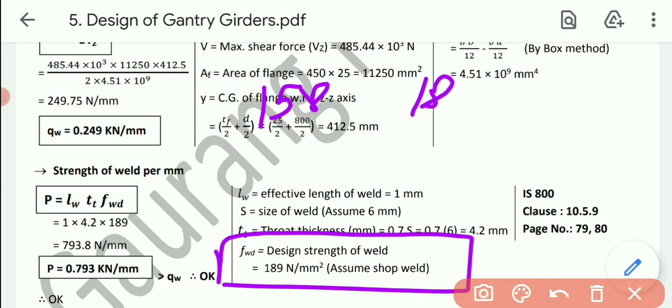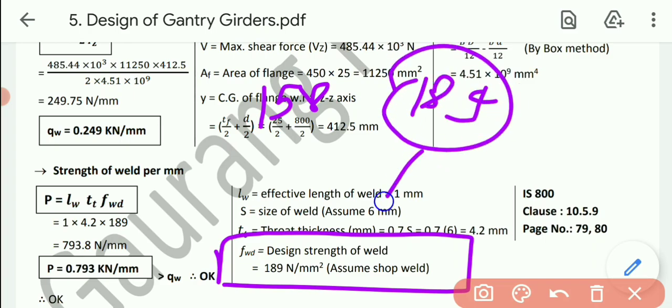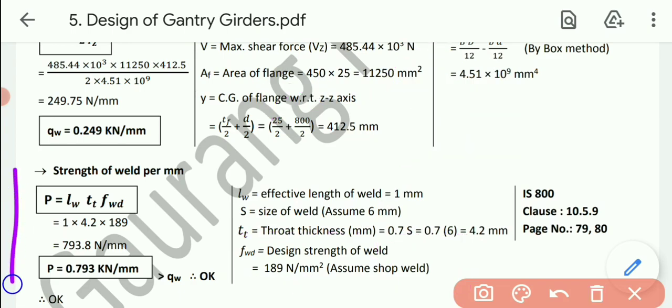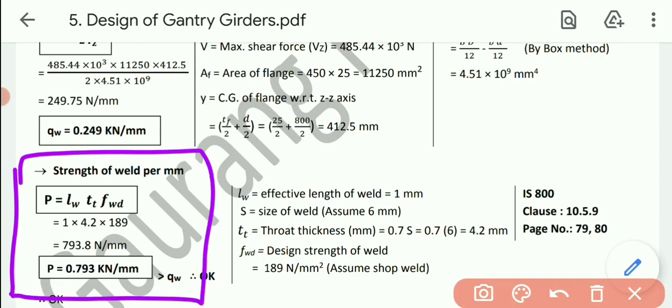And let's talk about FWD, the design strength of the weld, which is always taken as 158 for field welding and 189 for shop welding. I am always going to assume the maximum, shop welding, so I am going to take 189 Newton per mm square. This is the maximum criteria which I can provide. So let's put down the values. LW is 1, TT is 4.2, and FWD is 189. By simplifying, I will get the answer 793.8 Newton per mm.